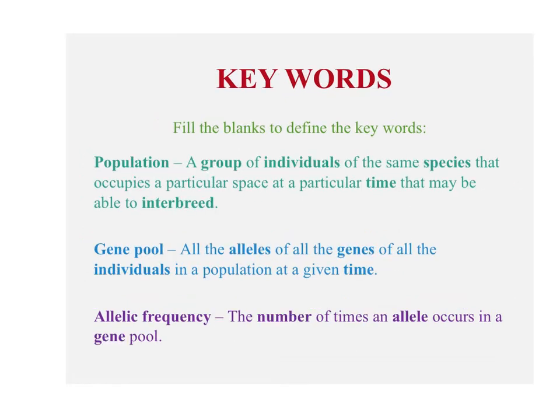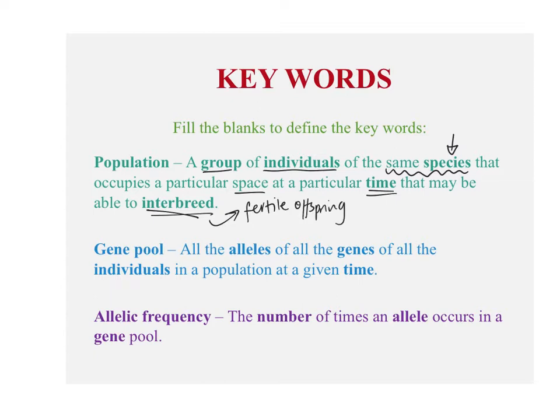So to begin with, we've got the word population, and you've probably heard population quite a lot, especially if you do something like geography. But population is a group of individuals of the same species, and that's the key thing. Otherwise, we're looking at an ecosystem and things like that. So a group of individuals of the same species that occupies a particular space, an environment, at a particular time, that are able to interbreed. And if they're the same species, we know that they should produce fertile offspring.